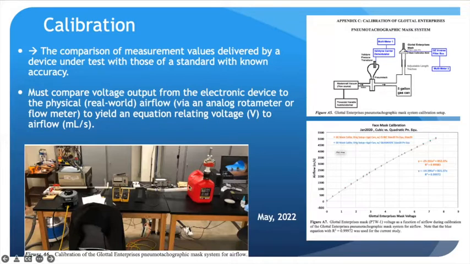So for example, you have to run a series of flows through the mask and then attach a meter that is already calibrated, or has an inherent strong calibration, like an airflow meter or rotometer, and measure the amount of milliliters a second going through the system that corresponds to that particular voltage. Then you create an equation relating those two things. So when you have a given mask output voltage, it relates to a certain amount of airflow, and you can create an equation that relates voltage to airflow. You have to do this anytime you're using aerodynamic measuring equipment. You have to calibrate it first in order to make sure that it's accurate.